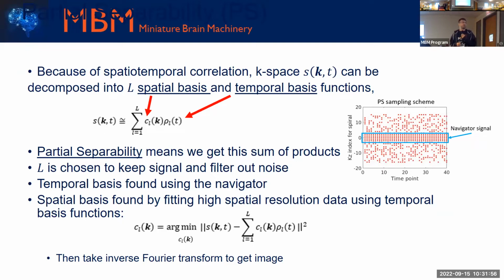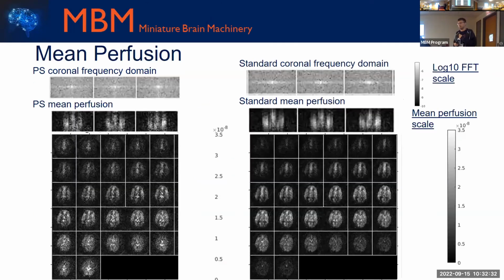And for the rho for the temporal basis, we get that from the navigator signal. So that tells us how things are changing through time. And then to find the spatial basis functions, we solve an optimization equation where we fit the spatial basis to this temporal basis. And then we also have that be consistent with the data. So this is keeping the data consistency as well as enforcing the spatial temporal model, which allows us to subsample the data. Then when we have that data in K-space, we can take the inverse Fourier transformation to get to image space. And so these are the results we have so far. We have the PS recon on the left, and on the right is the standard reconstruction.